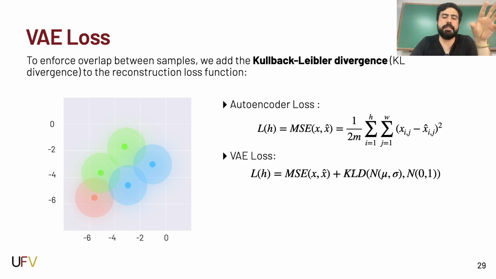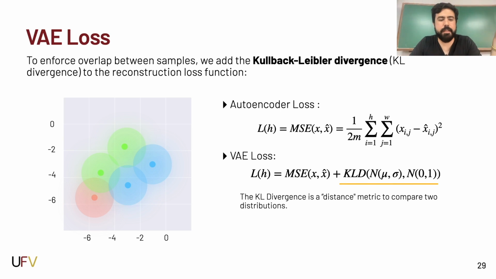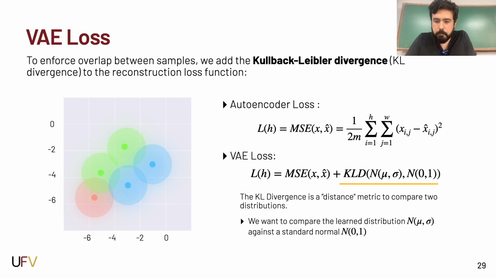You can actually see this as a regularization term, because I'm constraining my parameters sigma and mu to the standard normal distribution. Okay, that's exactly it. That's the only thing that VAE does, and it's a very simple fix. As I said, we want to compare the learned distribution, mu and sigma, against a distribution with mean 0 and variance 1.